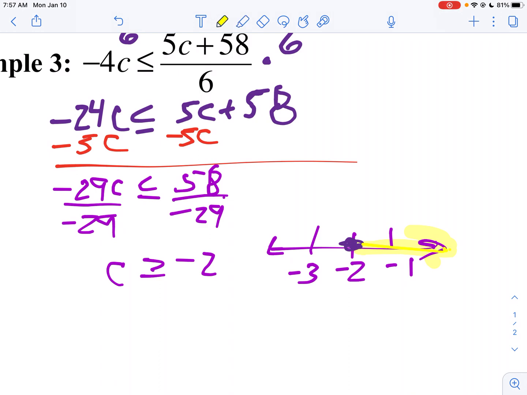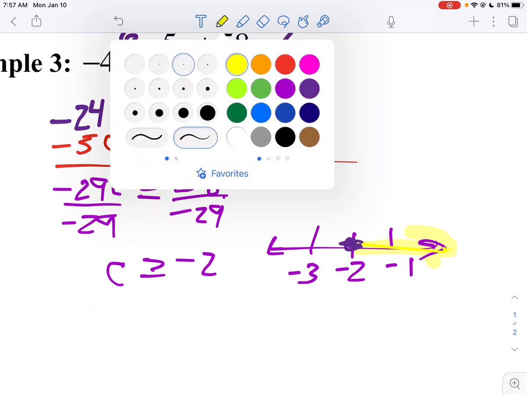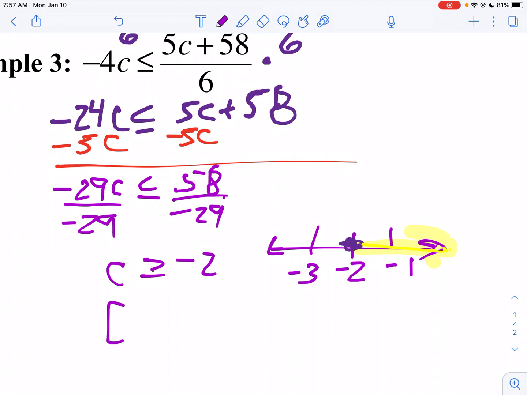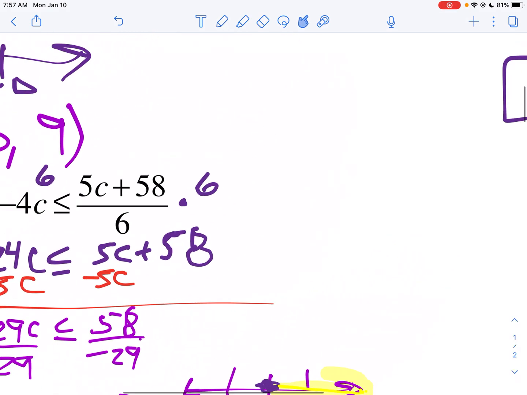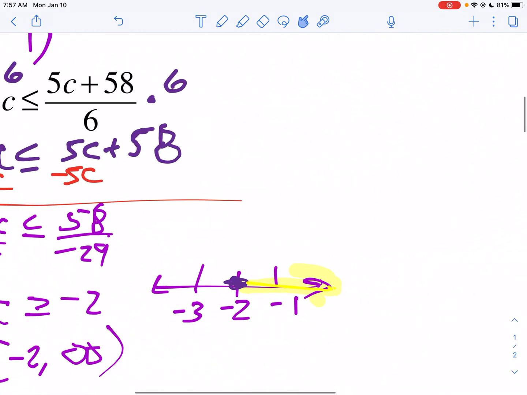In set builder notation, since I'm bigger than negative 2, I'm going to have a, whoops, I don't want yellow. Let me redo that, change the color here. So I'm going to have a bracket on negative 2. I'm going to go all the way to positive infinity, in parentheses. Because remember, positive infinity has to be a parentheses.